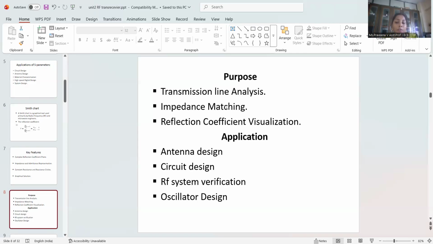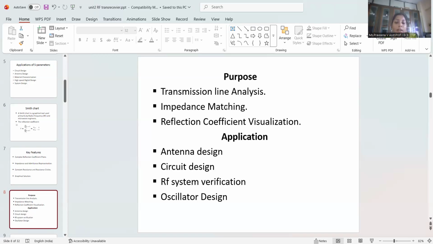Then, it is used for RF system verification. We have already learned about the vector network analyzer, right? So the Smith chart is used with the VNA in order to verify the performance of RF systems and components. So before launching a satellite communication system, engineers test the antennas, cables, and amplifiers using a vector network analyzer. And the Smith chart is used to ensure proper operation.